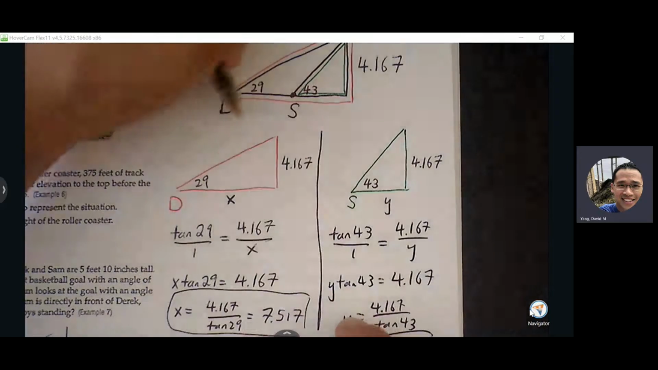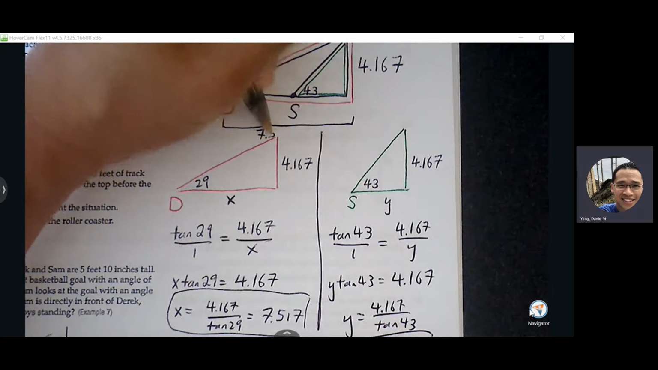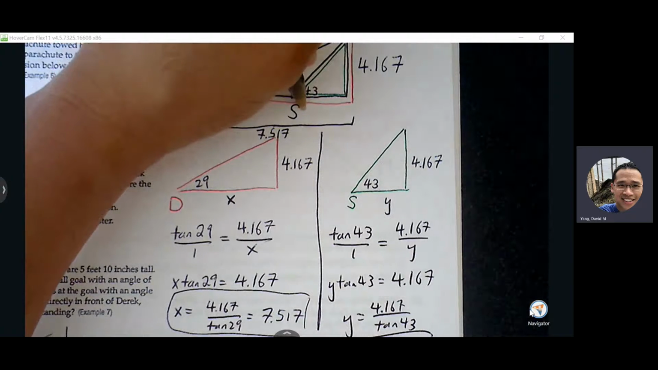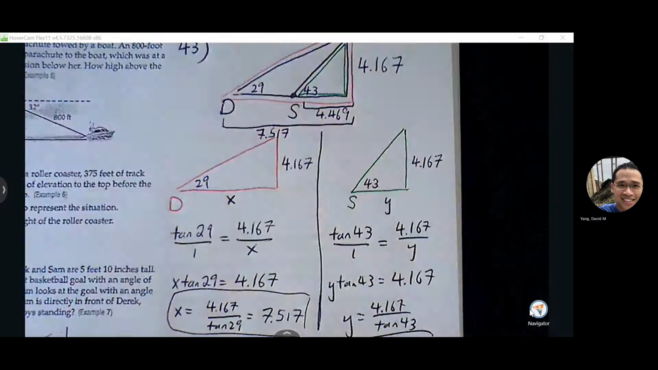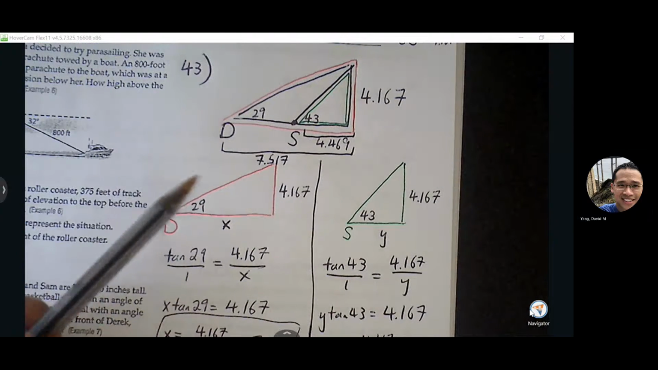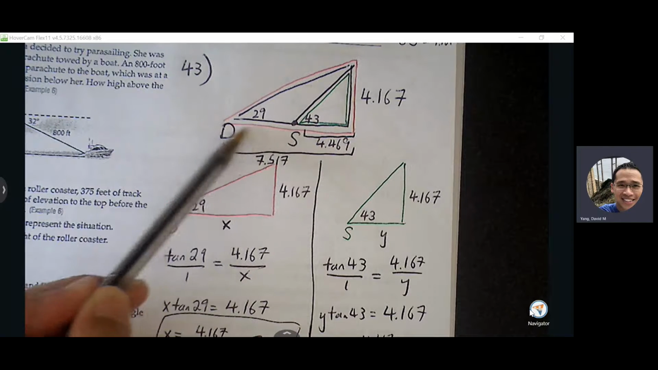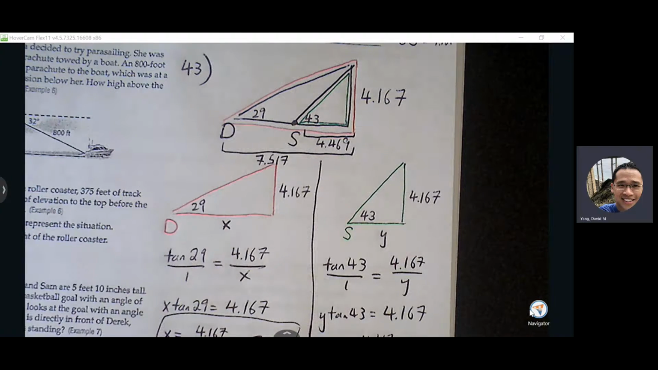So if Derek is 7.517 feet away from the goalpost, and Sam is 4.469, then what can I do to figure out how far they are apart from each other? Subtract them, right? If I subtract this from this number, then I can figure out the remaining distance between Derek and Sam.